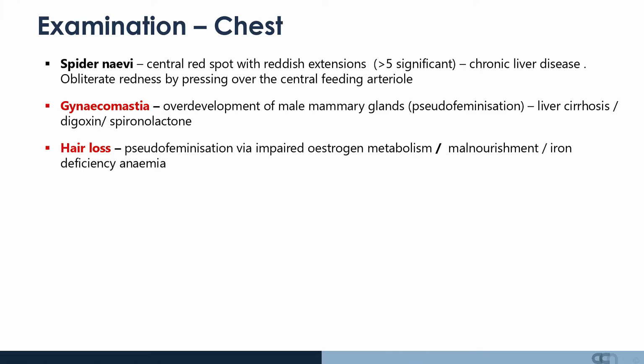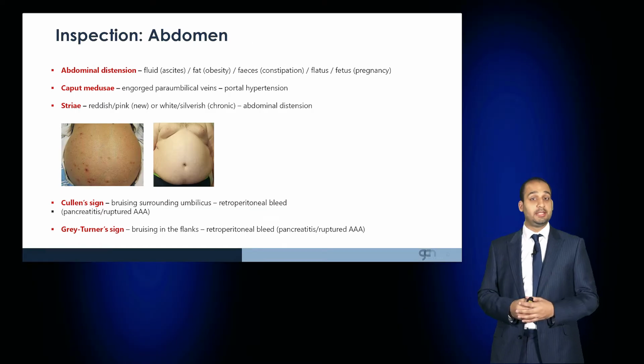Estrogen then builds up in supraphysiological levels in the male, and that can cause hair loss as well as gynecomastia. Note there are other drugs such as digoxin and spironolactone which can also contribute to gynecomastia. Now move on to the abdomen.